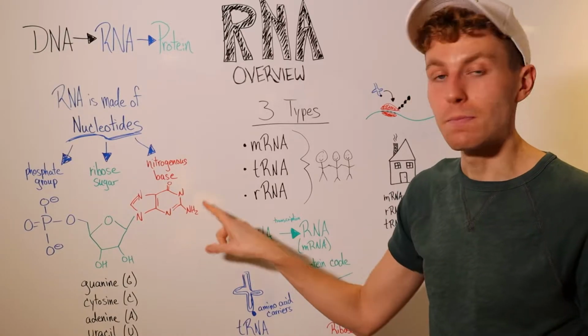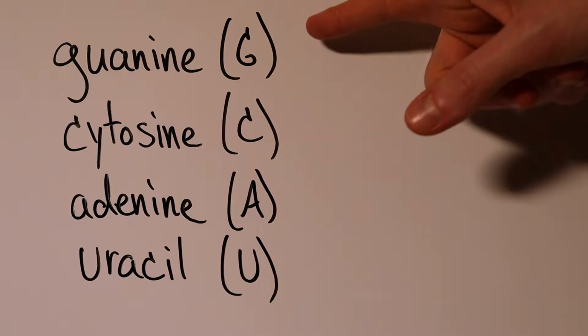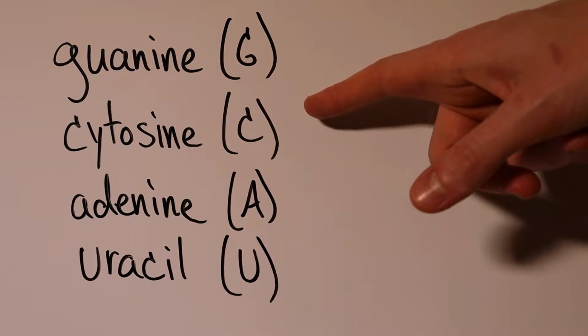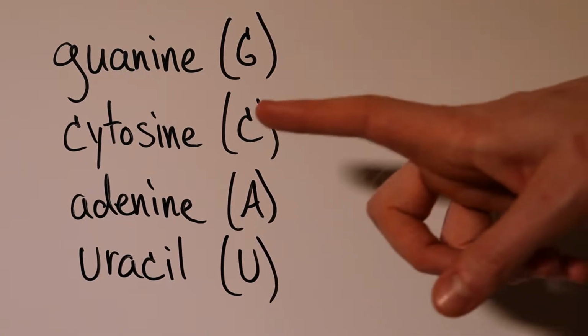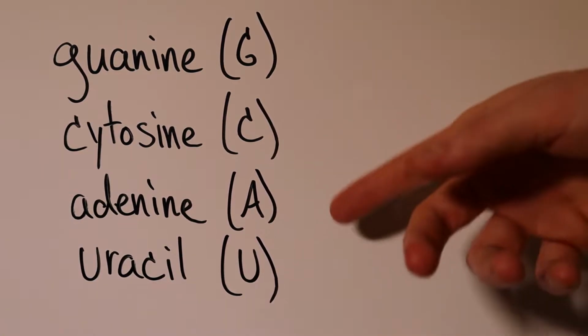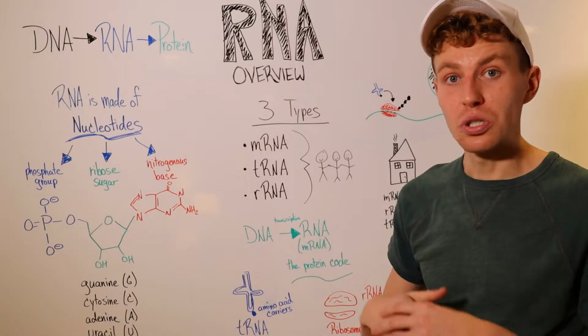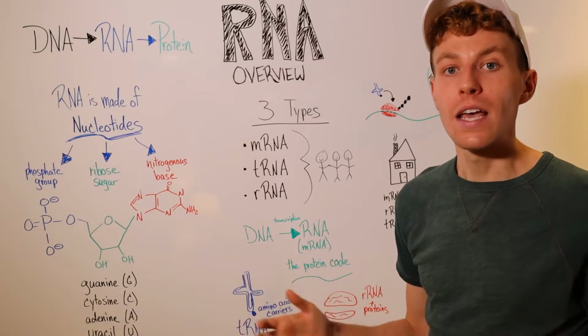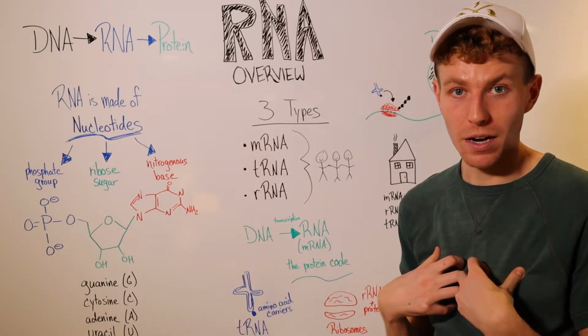And this nitrogenous base can adjust. There can be four different types. There can be guanine, abbreviated as G, cytosine, abbreviated as C, adenine, abbreviated as A, or uracil, abbreviated as U. And these different nucleotides come together in 100 to thousands of different strings in order to create the building blocks for various proteins that we need inside of our body.